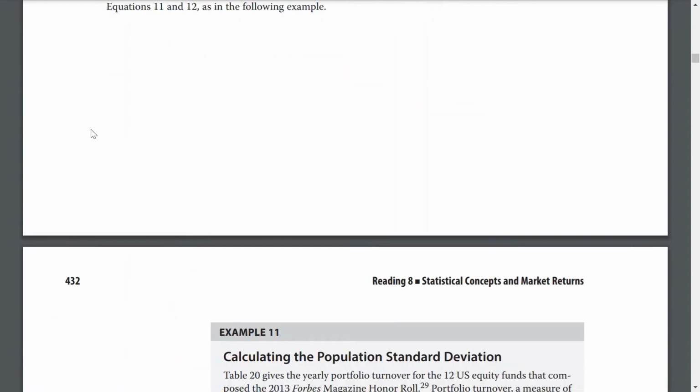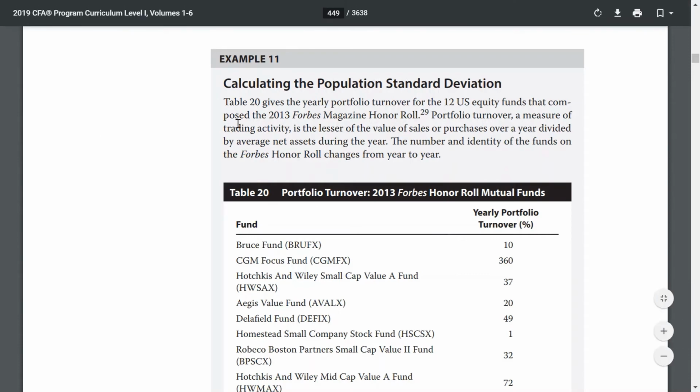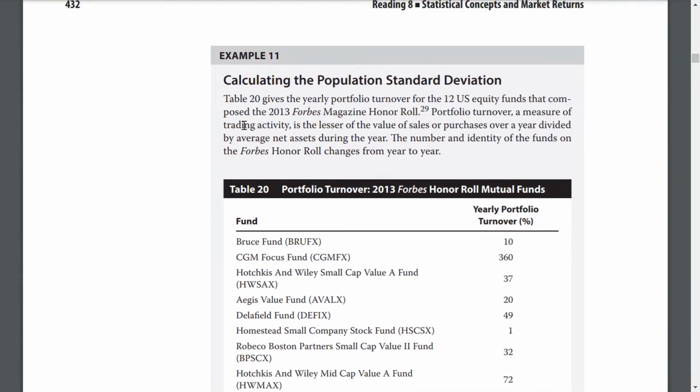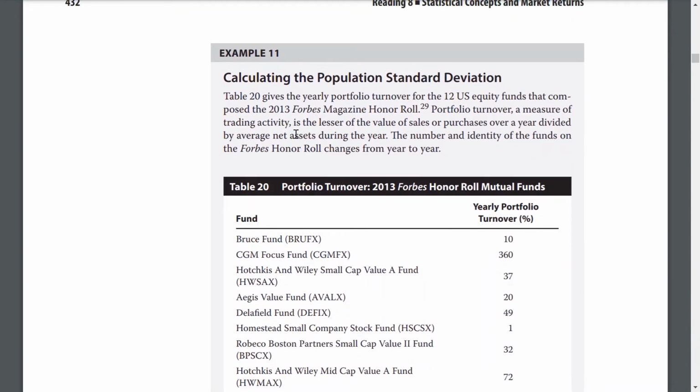Example 11, calculating population standard deviation. If the CFA allowed us to use a better calculator, we wouldn't have to memorize these. We could literally just plug them in. For example, I used a TI-Nspire in high school and college, and I got to just do standard deviation by itself. No need to memorize the formula. But too bad the CFA doesn't let us use better calculators.